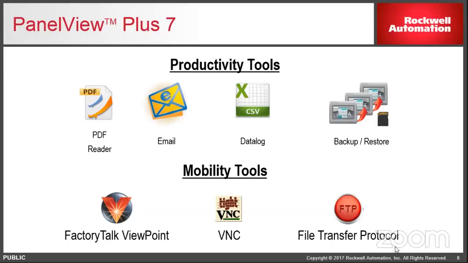Beyond just the kind of productivity tools we talked about, there's a lot of ways to get at your PanelView Plus 7 remotely. So there's two big ways that are built right in. VNC, or virtual network connection, is a micro server that's running on the PanelView itself. And so on a client, such as your iPhone, your iPad, your laptop, what have you, you can get a VNC client application and you can access your PanelView remotely.